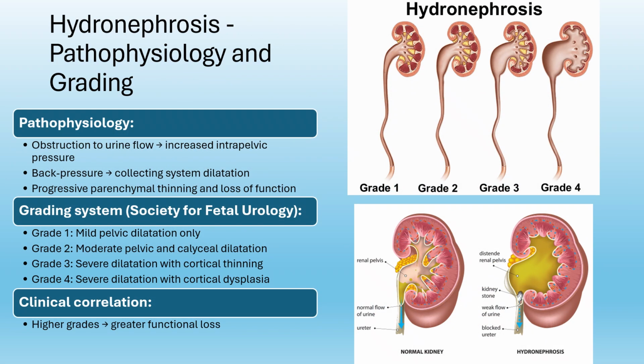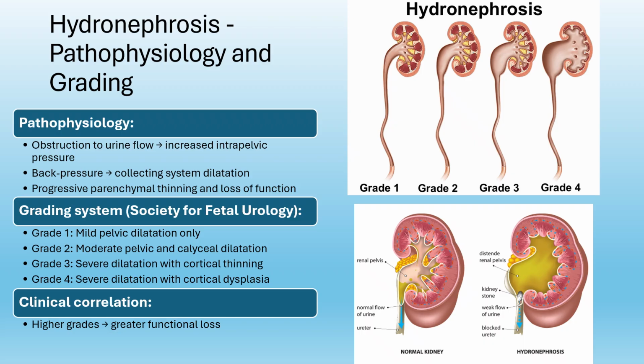Hydronephrosis is the pathophysiologic consequence of obstructed urinary flow, where rising intrapelvic pressure leads to dilation of the renal collecting system and eventual parenchymal injury. Understanding this cascade is essential for recognizing why early detection and timely intervention can preserve kidney function.